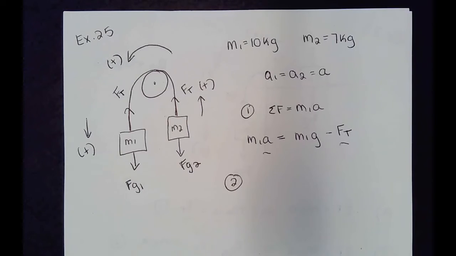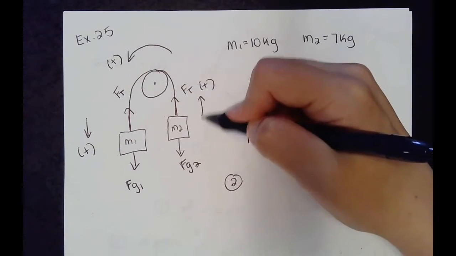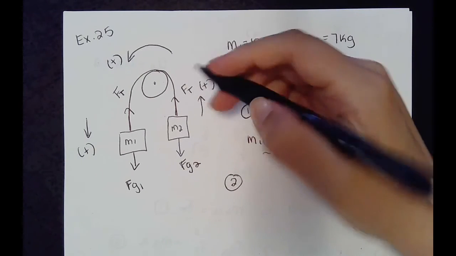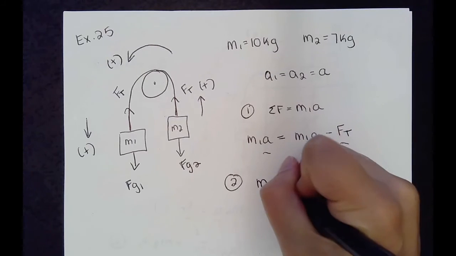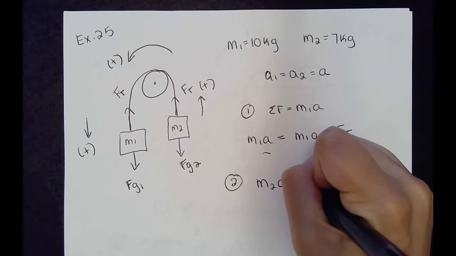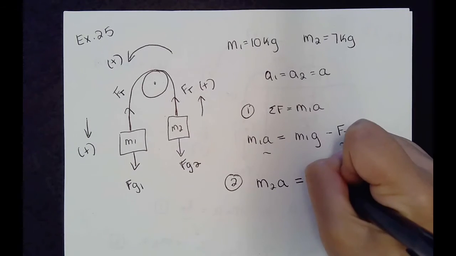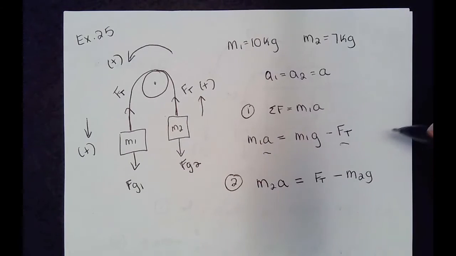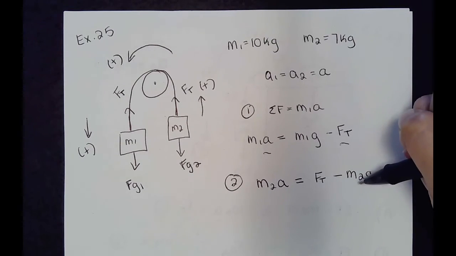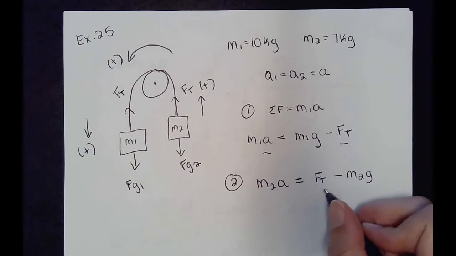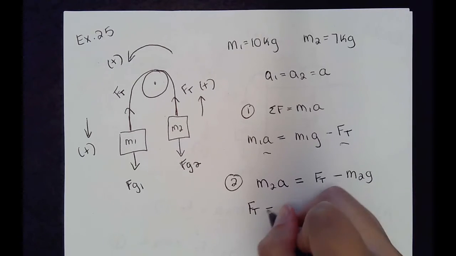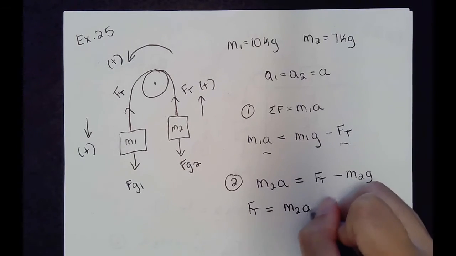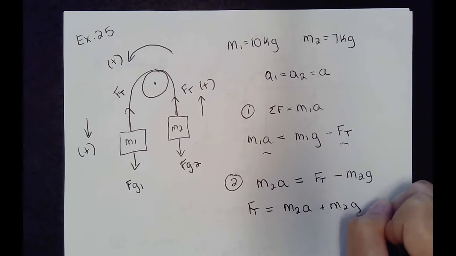Mass 2 looks similar, but the direction has changed. It's moving up, which will be our positive direction. So I'm going to have the net force, m2a, equals Ft, which is up, minus m2g, that's Fg2, which is down. So now I have two equations and two unknowns. Let's rearrange for tension in one and plug it into the other. I'll rearrange for tension here: Ft equals m2a plus m2g.